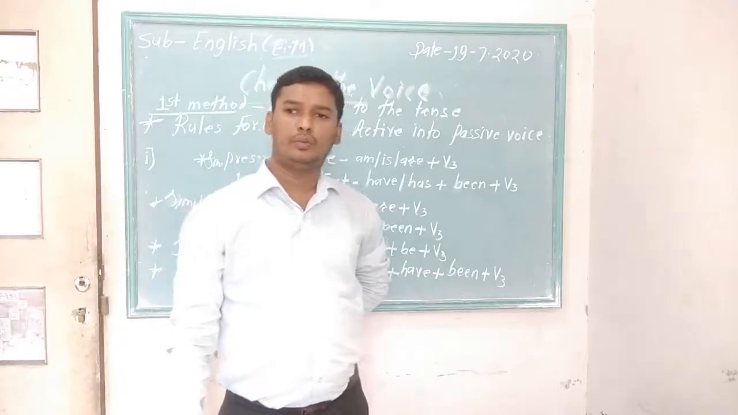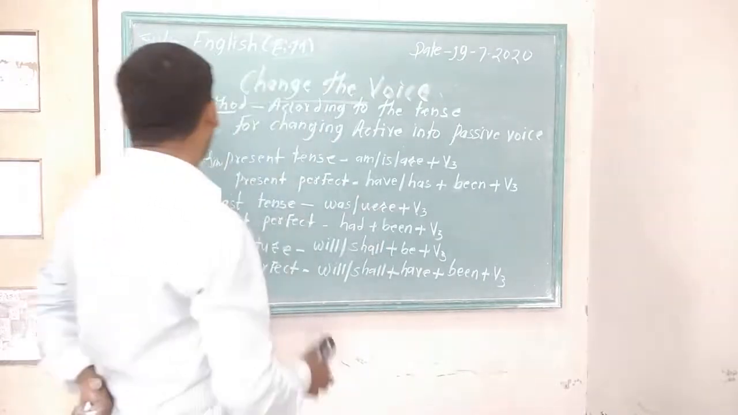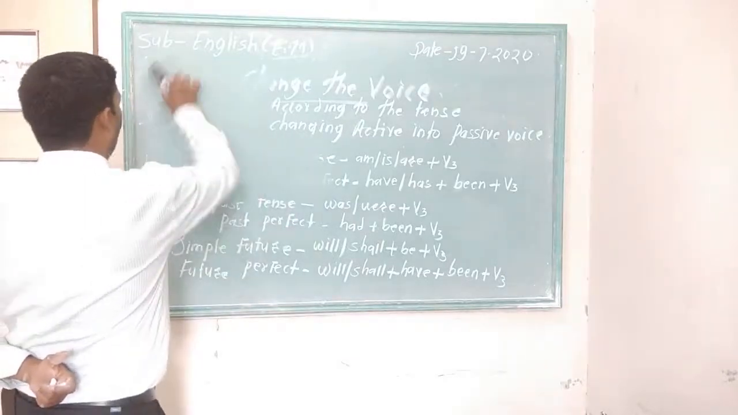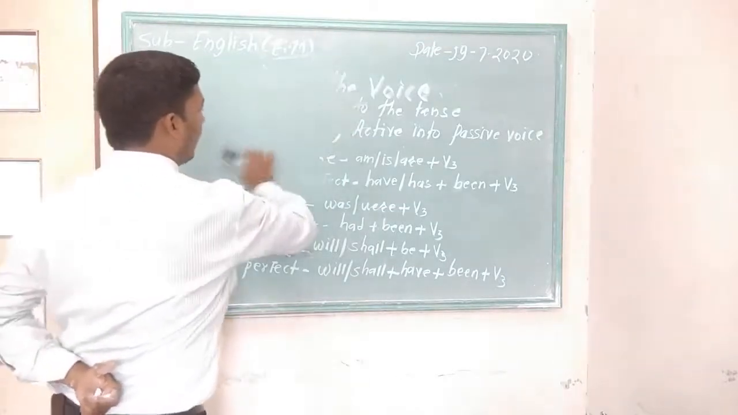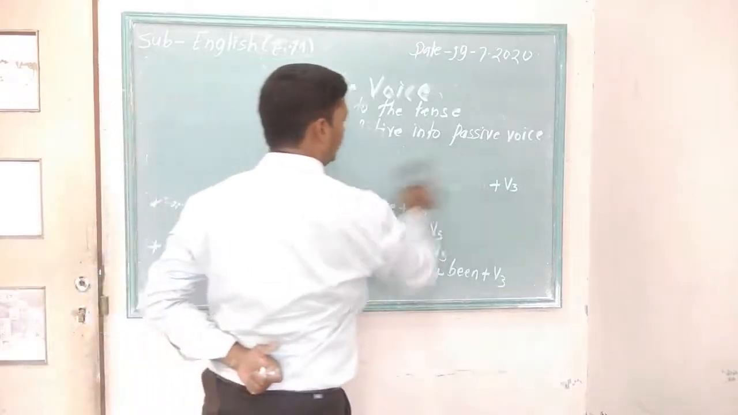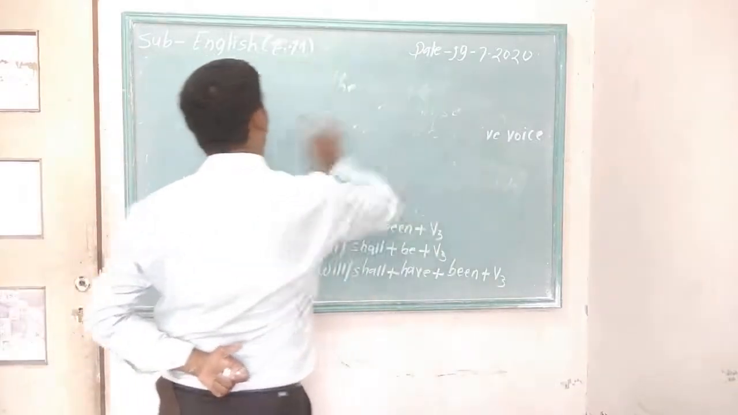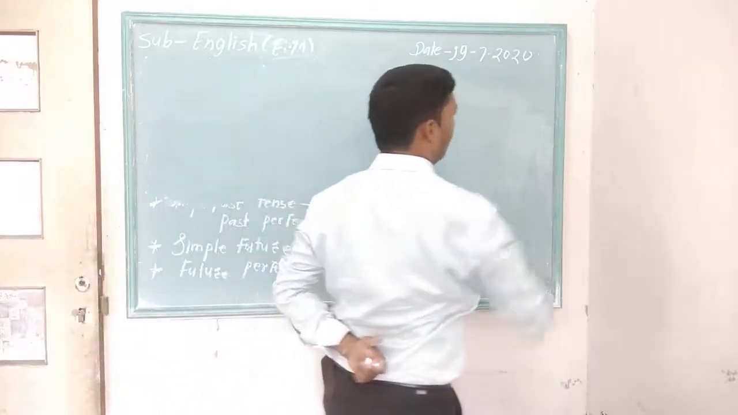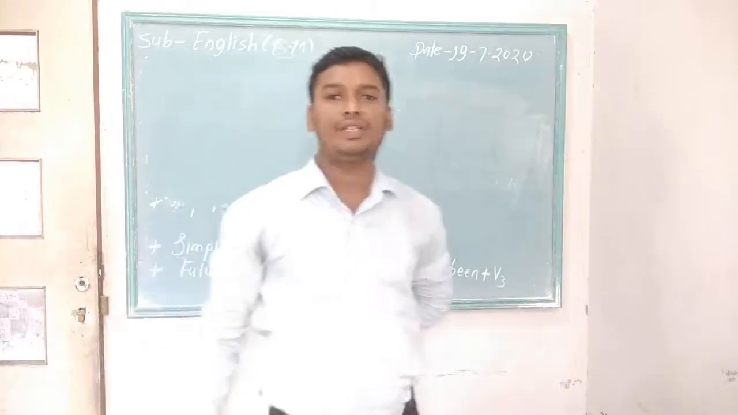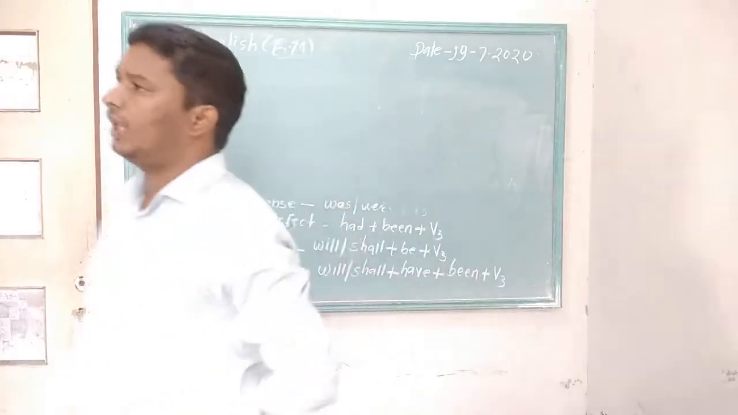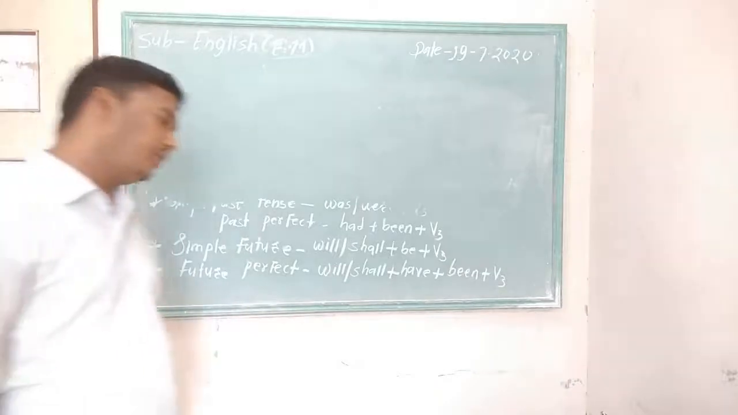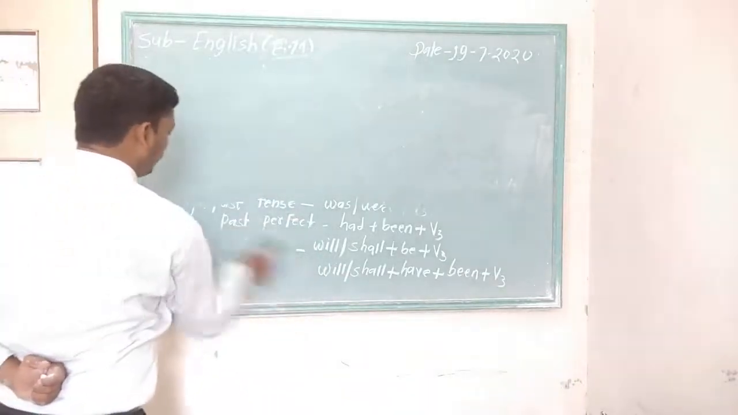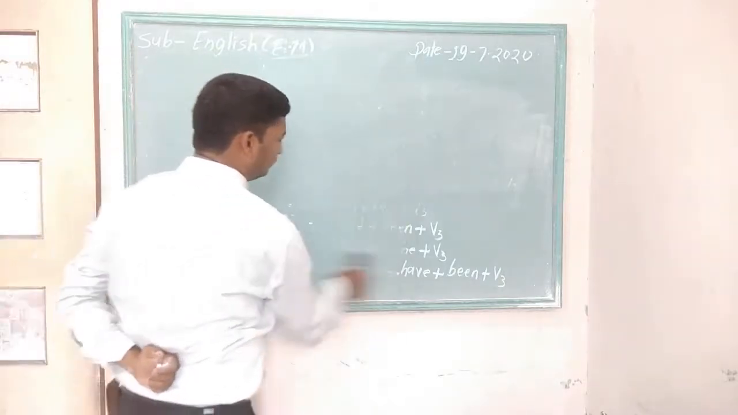After that, put bar. Bar should be into single commas. After that, put bar, and write the subject. Write the subject of the given active sentence. Put subject into single commas.